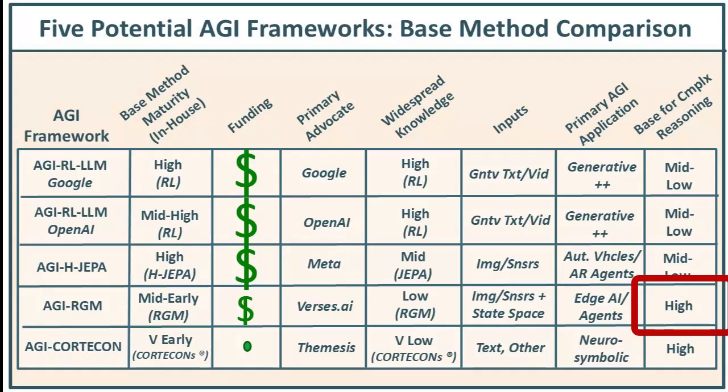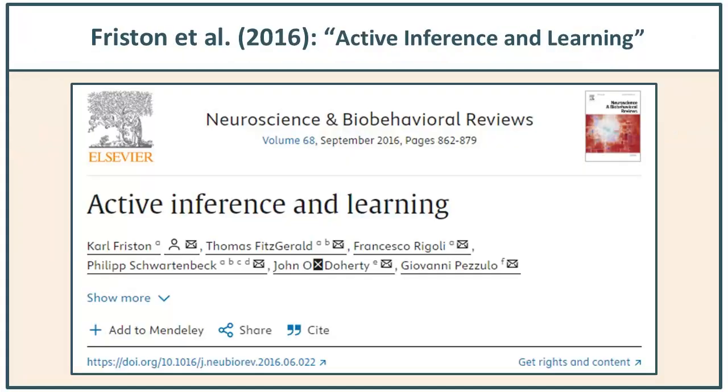Now, you may have noticed that I was giving high marks to active inference in terms of its AGI potential as compared to the other methods that I was ranking as just mid to low. And the reason is that active inference is a potentially far more powerful approach.